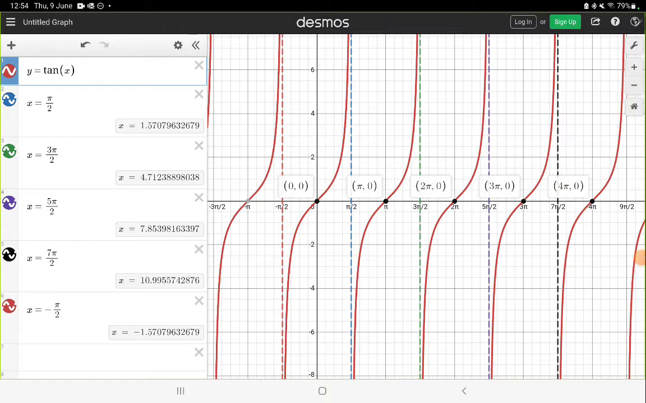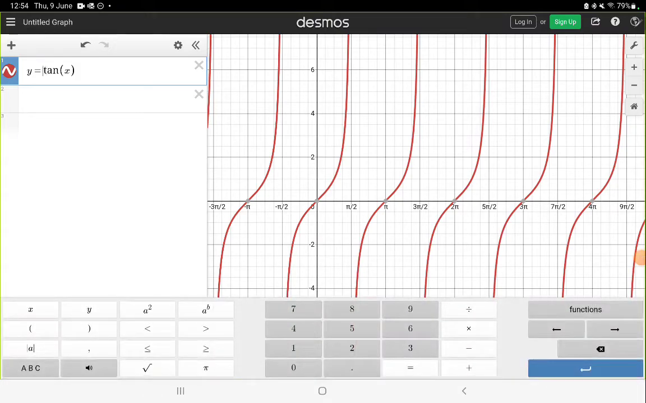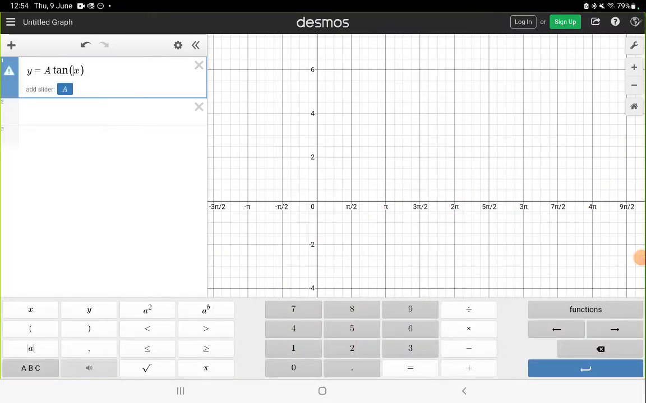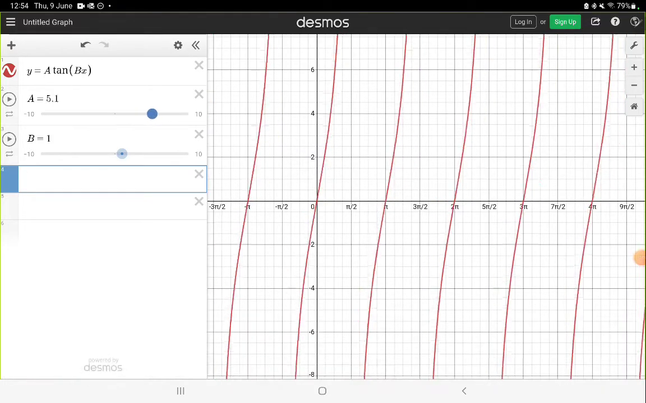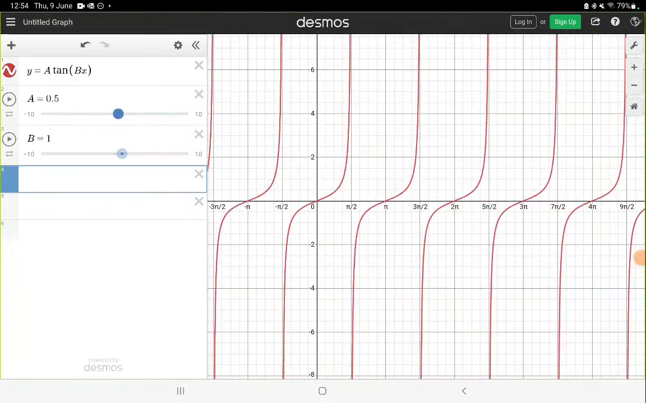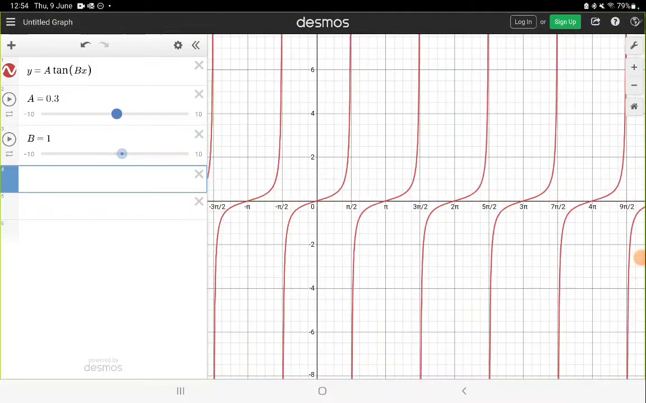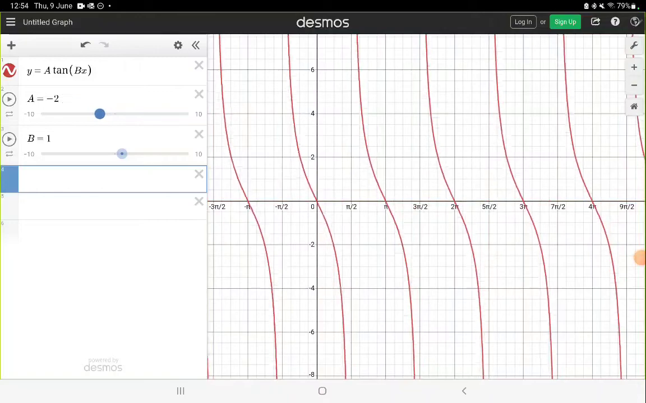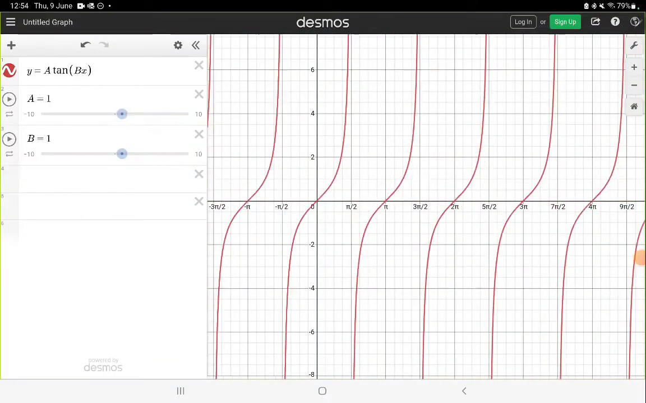Okay, so now that we're happy with that, let's get rid of all of these asymptotes so they don't confuse us later. But let's do the same thing we did last time. Chuck an A out the front, chuck a B on the inside, and see how it changes. As we change the A value, it does change the shape, but the asymptotes stay the same. When we get a negative A, it does reflect. But apart from that, it's looking all right.